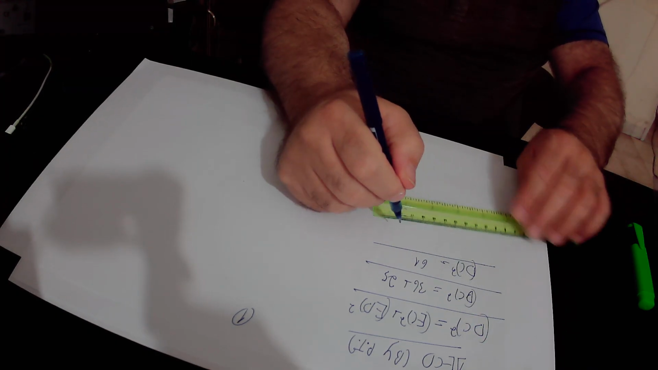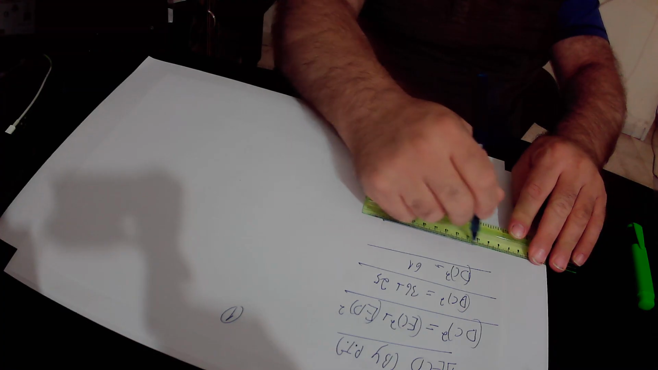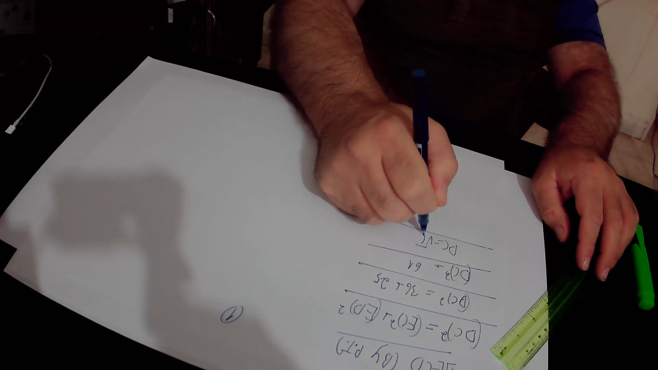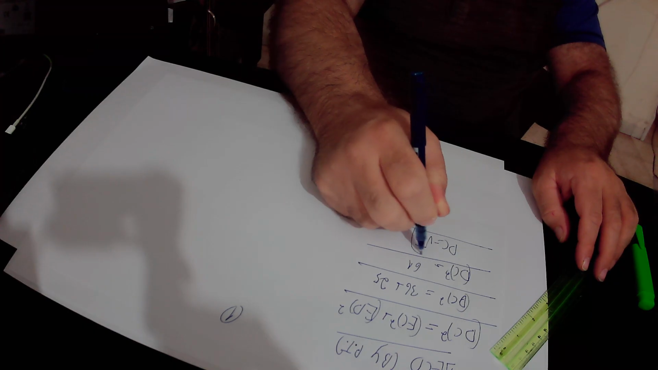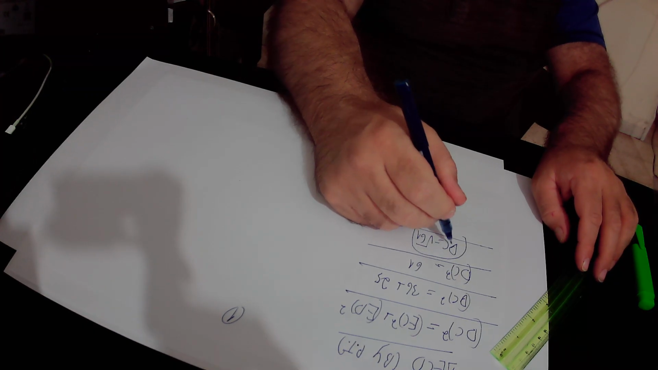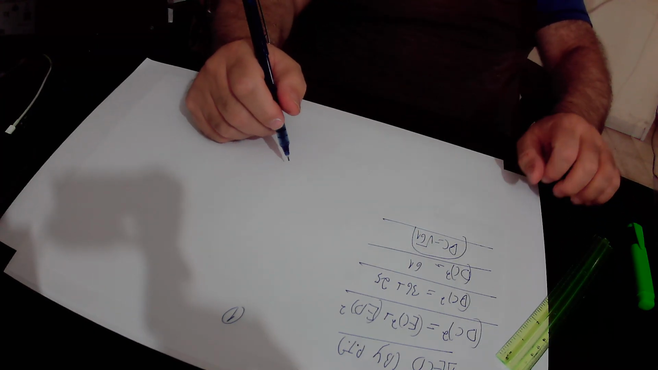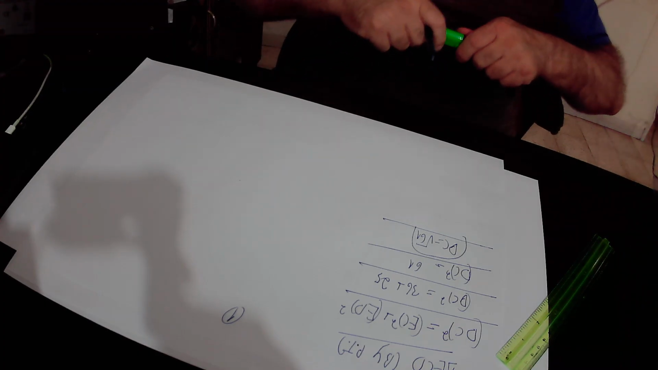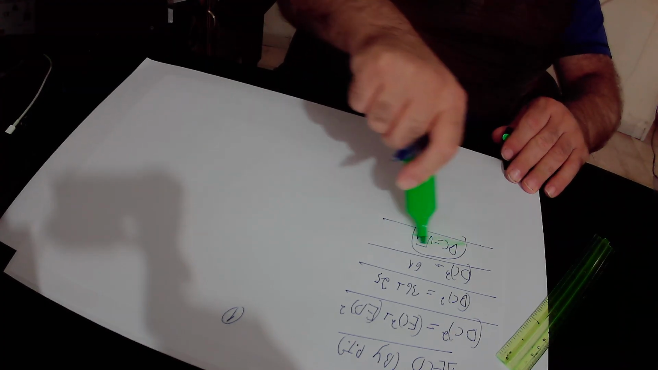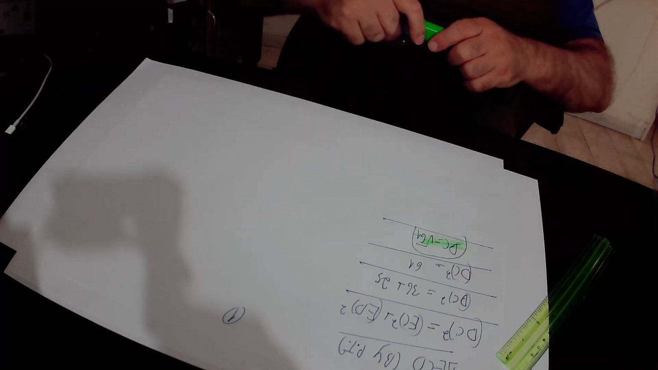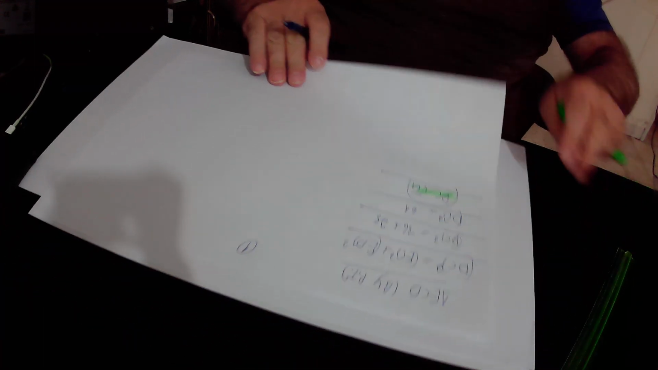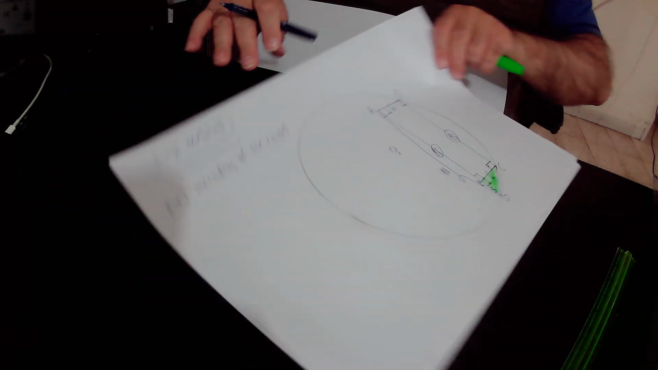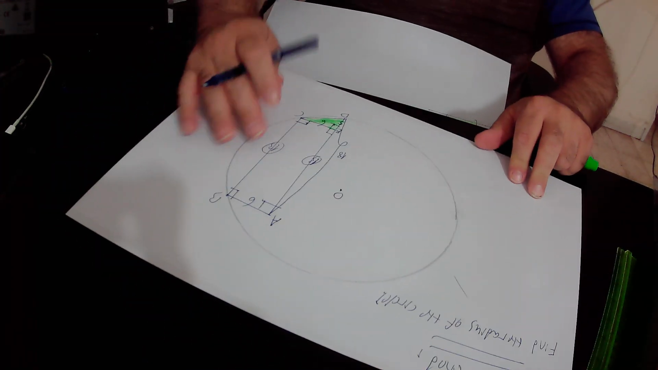Here we take the square root of this equation and we get that DC equals the square root of 61 units. Okay, so we found out that the hypotenuse of the green small triangle is equal to the square root of 61 units.